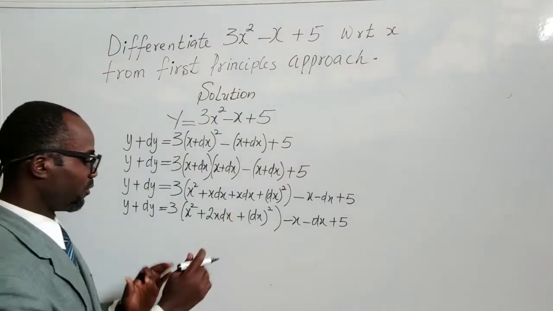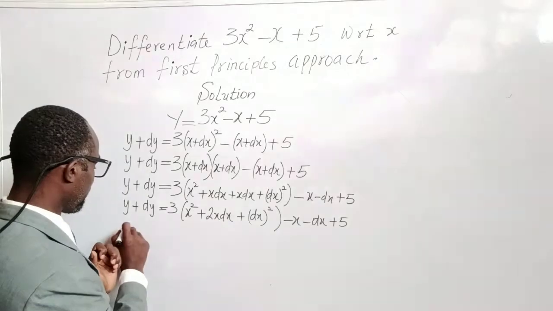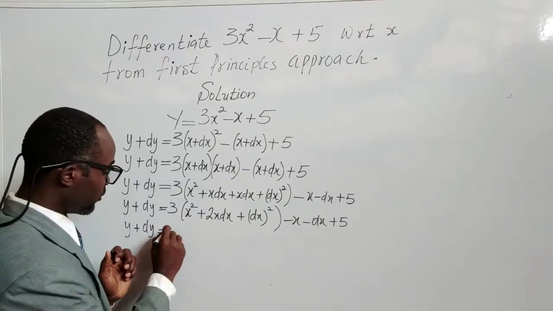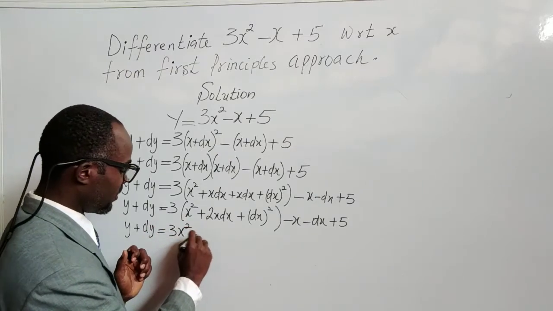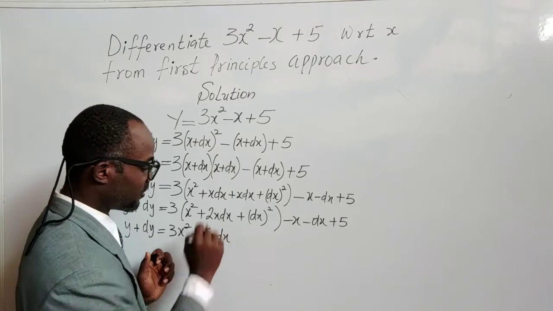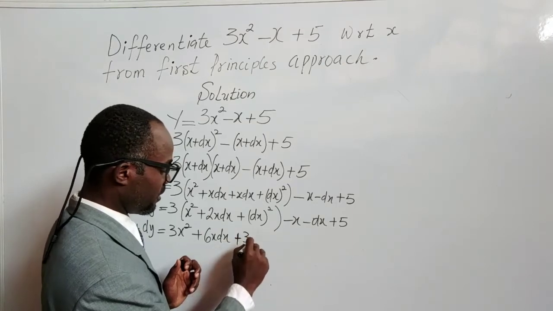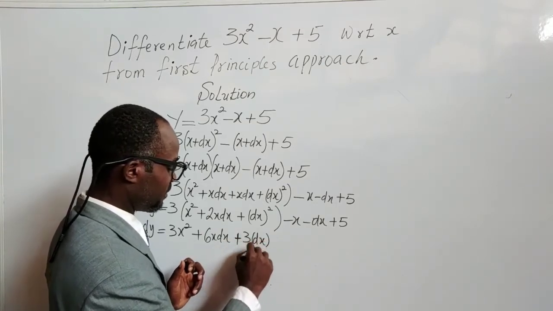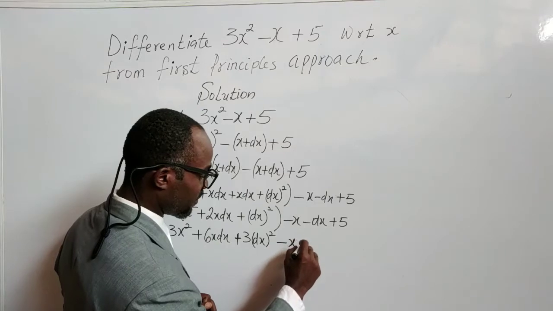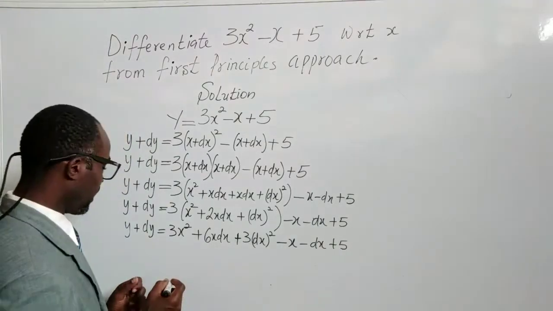The next step is to multiply by 3, the terms in the bracket. So we have 3 times x squared, which gives 3x squared. Then 3 times 2x dx gives 6x dx. And then 3 multiplying this gives plus 3dx squared. Then we maintain the remaining ones the way they are, that is minus x minus dx plus 5. All right, quickly, we move on again.